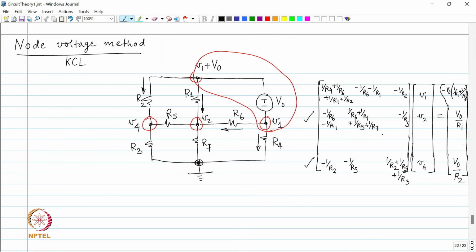Suppose I have exactly n minus 1. What was n in this example? 4. So, n was 4. So, can I have 4 voltage sources? No.